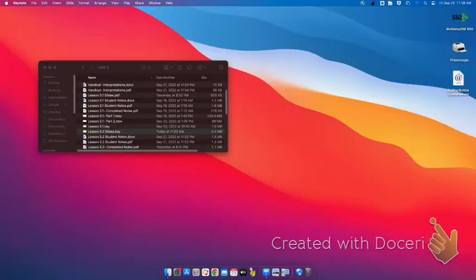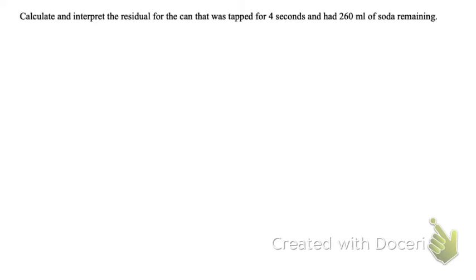I know some of you, we did this in class on Thursday, but I want to go through it again for those classes that did not. Calculate and interpret the residual for the can that was tapped for 4 seconds and had 260 milliliters of soda remaining. I am talking about a specific can. This particular can had an x value of 4 seconds and a y value of 260 milliliters. If we look at the graph, we can find that dot. We go to 4 on the x, and we see y is 260.